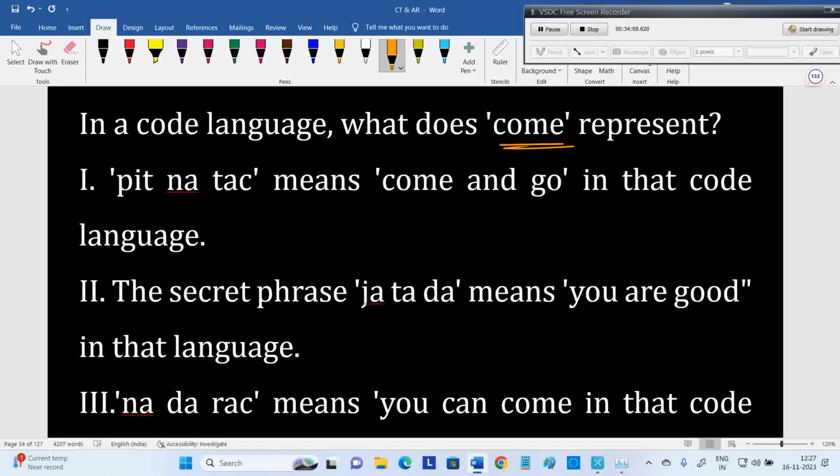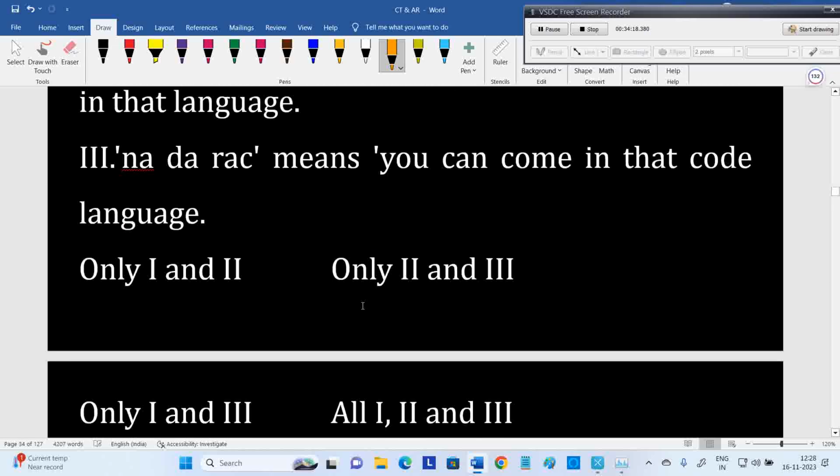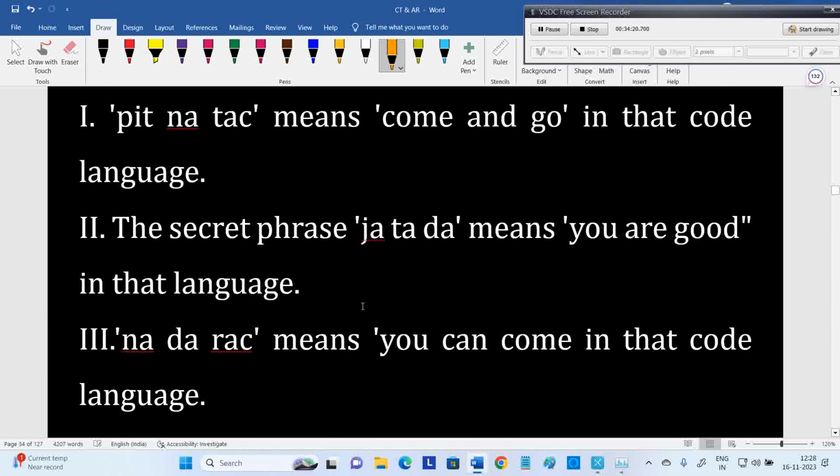the code for COME. If you want to know the code for COME, are 1 and 2 required? Are all required? Are they asking 2 and 3, or 1 and 3? Are 1 and 2, 2 and 3, 1 and 3, or all required to know the code for COME?